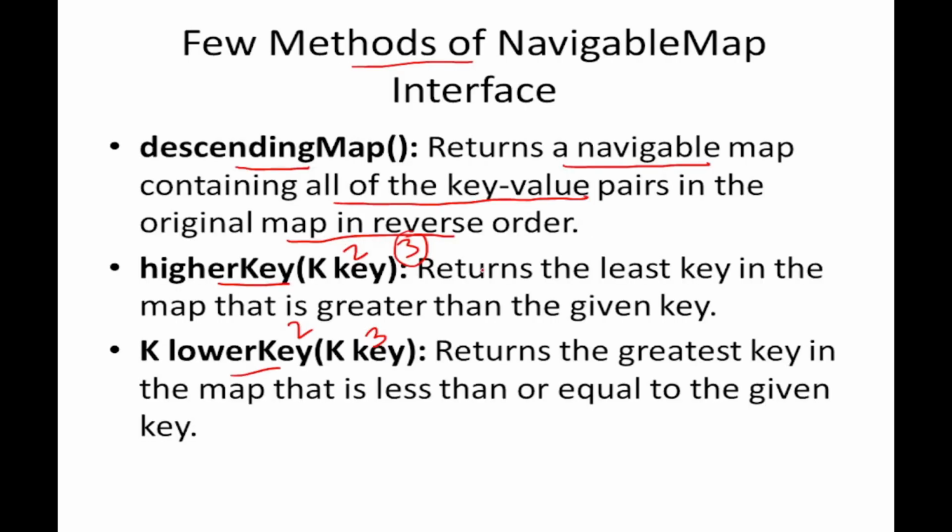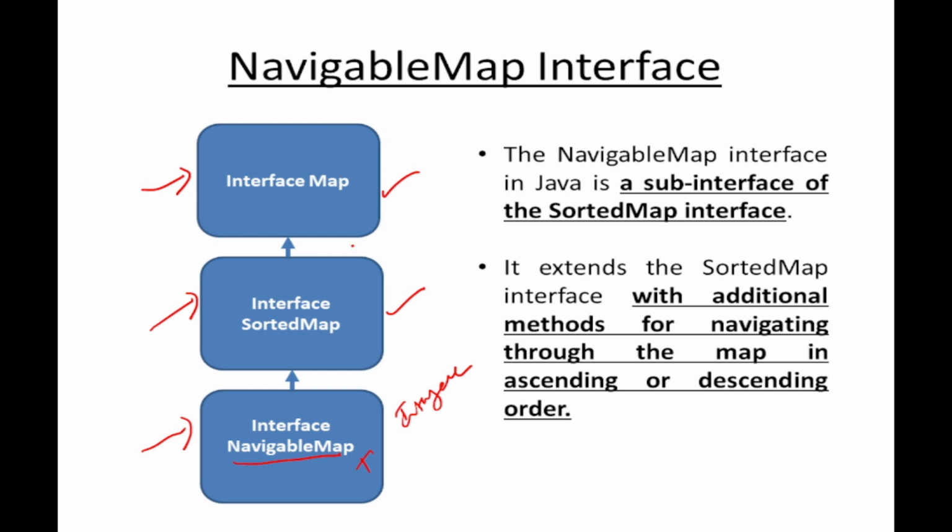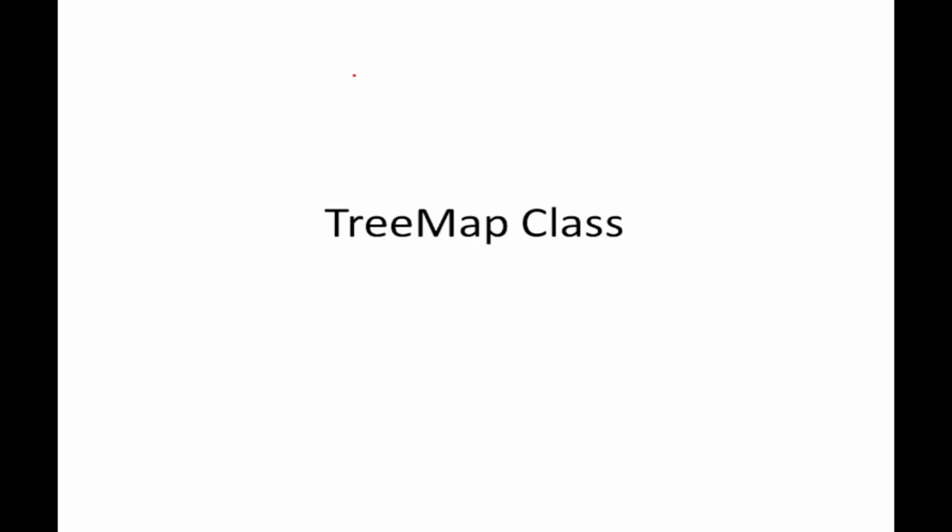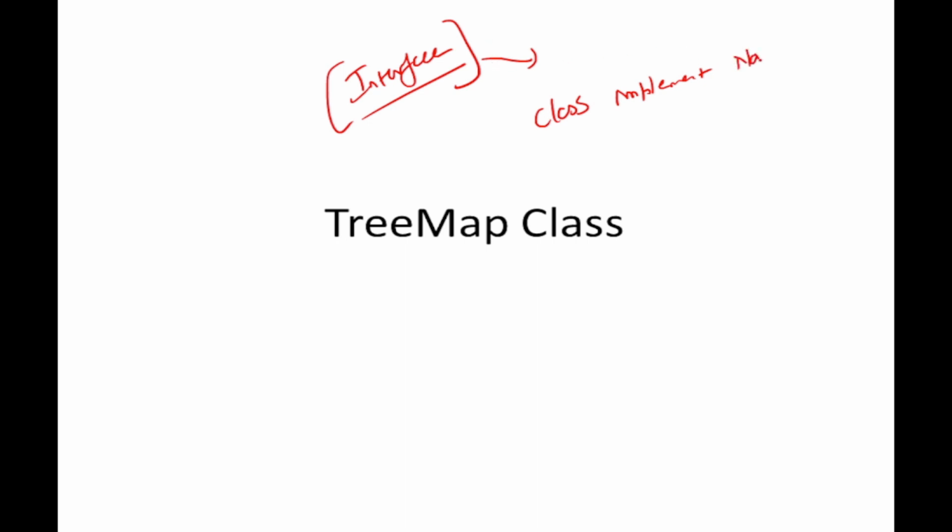You should never forget this: map is inherited by sorted map, which is inherited by navigable map. All these are interfaces. How will you use an interface? You will use a class and then implement that interface. Say I have a navigable map. How will I use that interface? I have to implement navigable map.